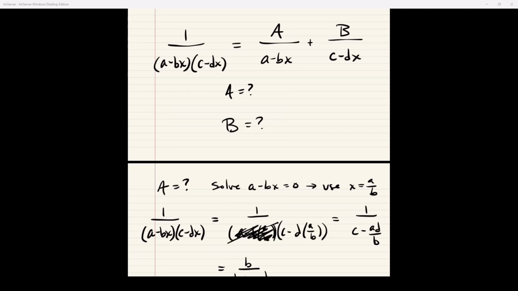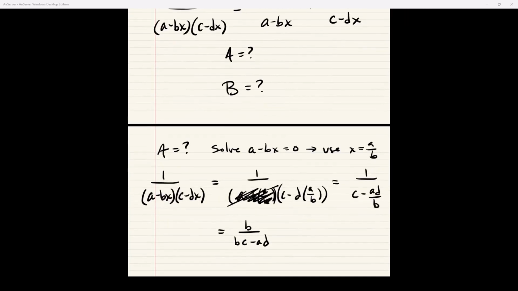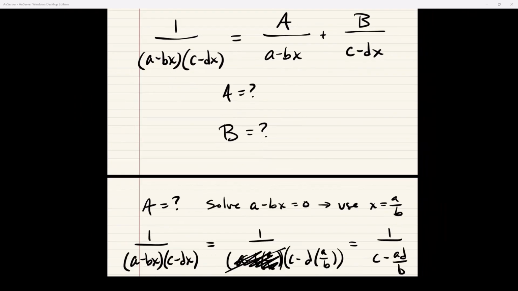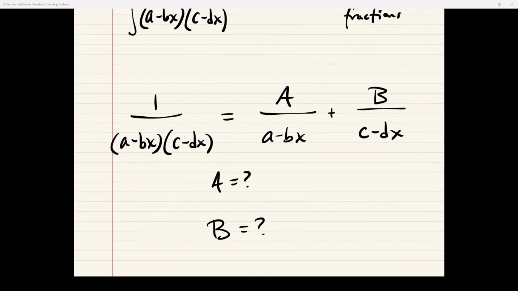So I'm going to get 1 over this fraction, which is c minus a times d over b. Then I'm going to simplify that to get rid of the complex fraction. So that's what I'm going to use for A. It's going to be b over bc minus ad.